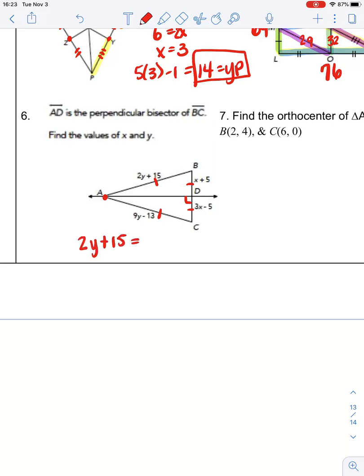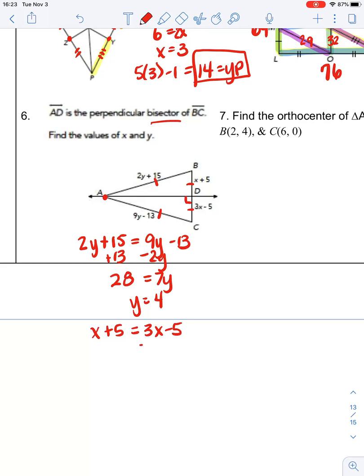x and y, 2y plus 15 is equal to 9y minus 13. Add 13 to both sides and subtract 2y. You get 28 is equal to 7y, or y is equal to 4. You also get then, because it's a perpendicular bisector, BD is congruent to DC because that base has been divided into 2 equal pieces. So x plus 5 is equal to 3x minus 5. Subtract x, add 5. 2x is equal to 10, or x is equal to 5. There are your values of x and y.